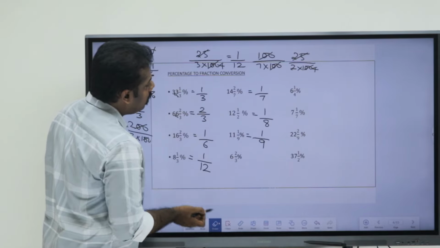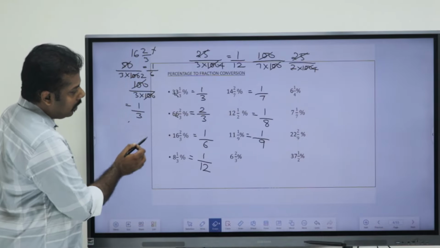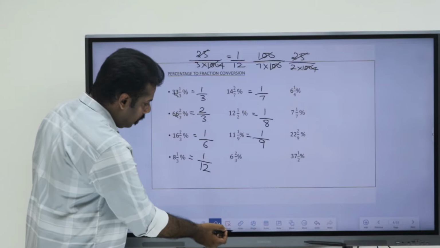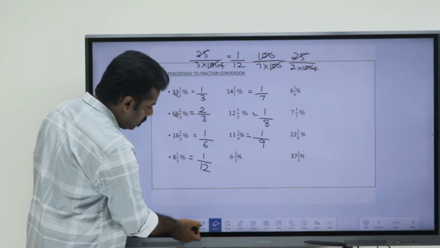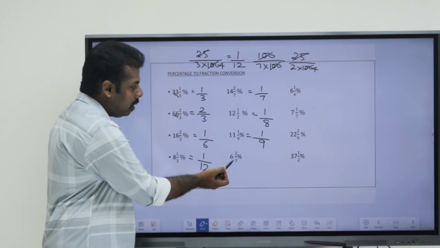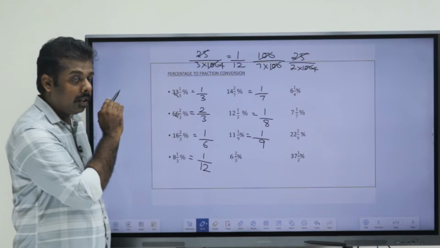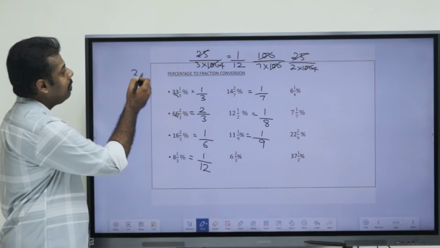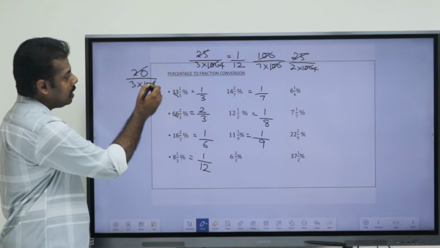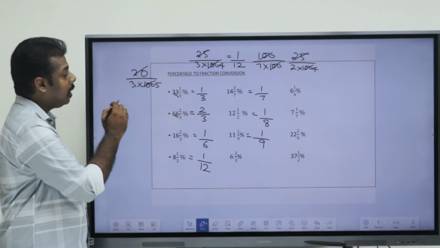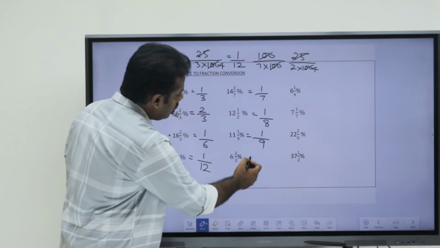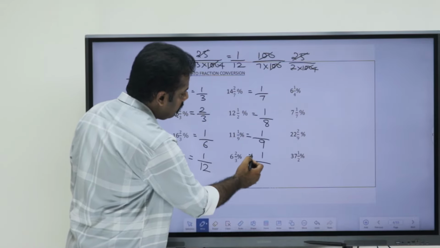Now I think we can move to the next case. What has been asked here? We have to find 6 2 by 3 percentage. I think we have already discussed that, but we are just going to do it once again. The 6 2 by 3 percentage is basically 6 into 3 plus 2, that gives us 20 by 3 into 100. So 20 5s are 100. What are you getting here? 1 by 50. So 6 2 by 3 percentage in fraction gives us 1 by 50.